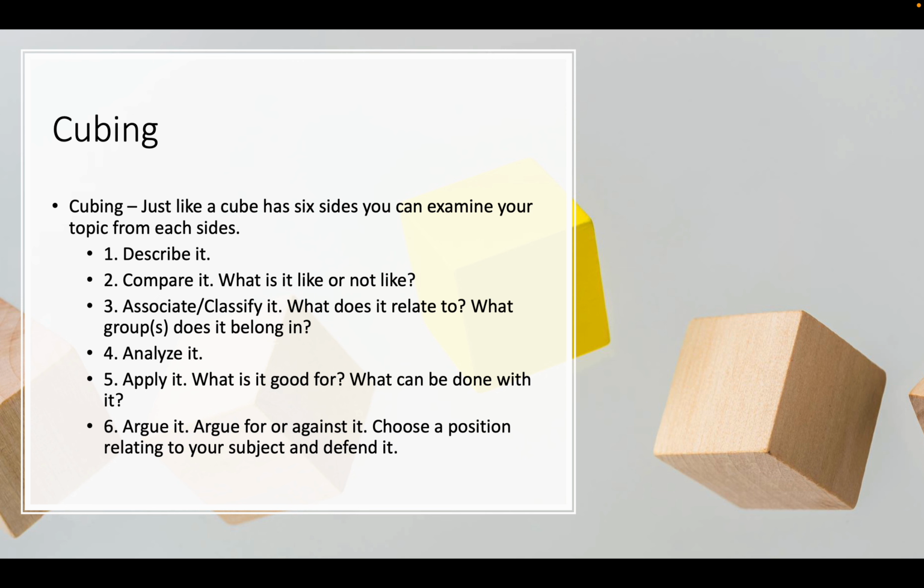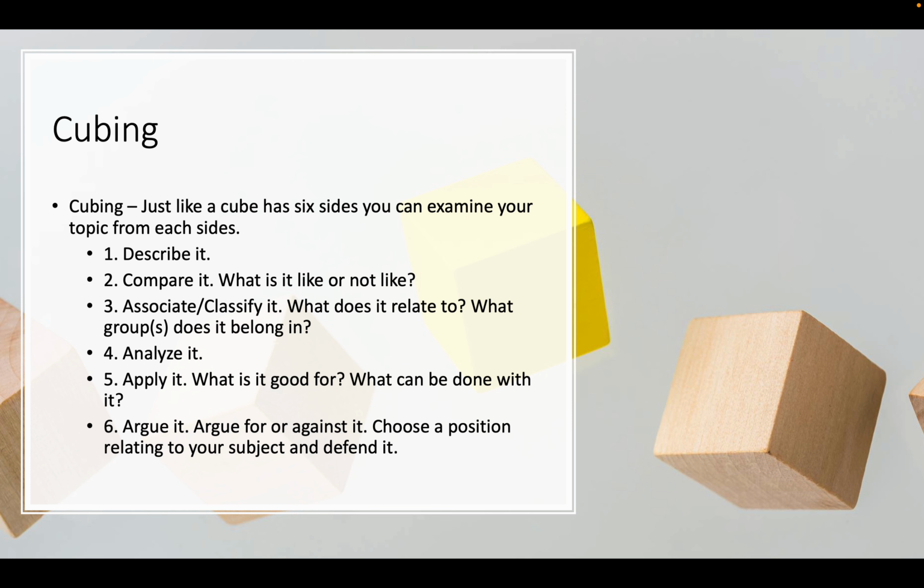The next form of pre-writing that we are going to talk about is called cubing. If you are very analytical, if you were the student who's like, just give me a worksheet and I will fill in the blanks, and that is how I learn, this might be a good method for you to try. Just like a cube has 6 sides, you're going to look at your topic from 6 different sides. You're going to describe it. What is it? You're going to compare it. What is it like? What is it not like?